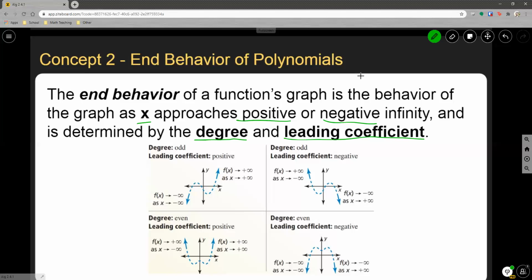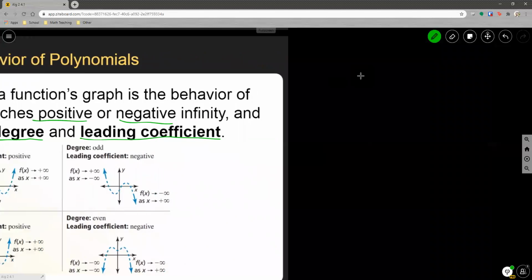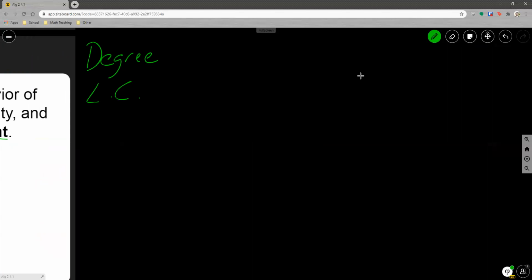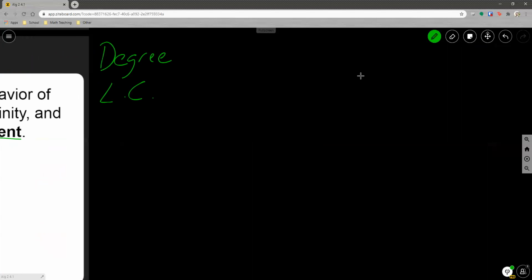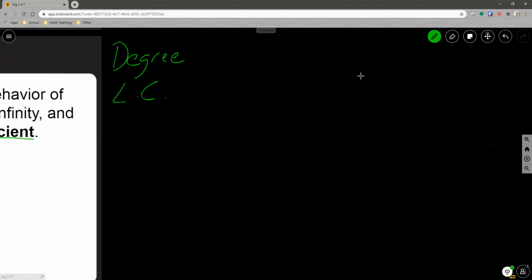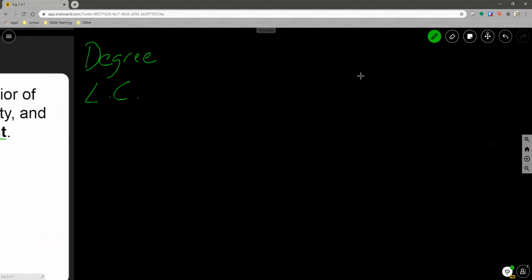We've got some diagrams here, but I want to talk about this a little bit more in depth. So remember, we had the degree and the leading coefficient. Those are the two things that they say are the determining factors for this. Well, let's break this up into a little chart here. So if we think about degree, the degree of a polynomial can be broken up into either an odd degree or an even degree.